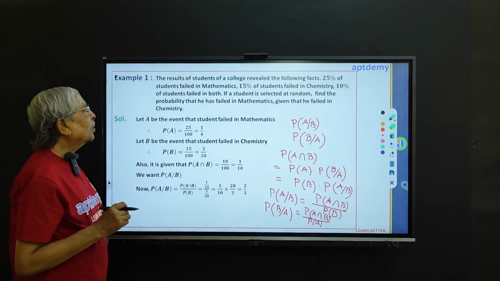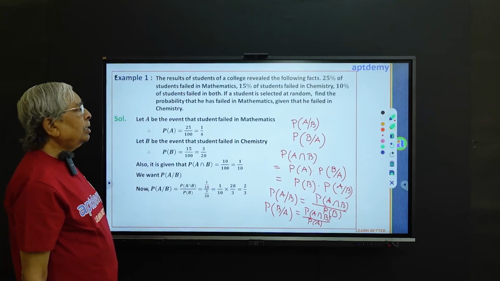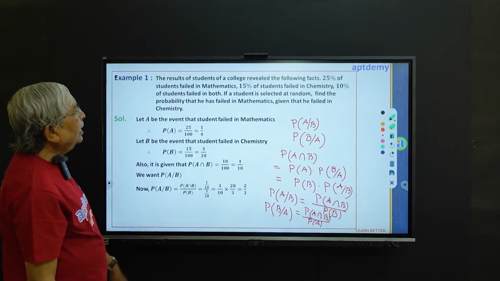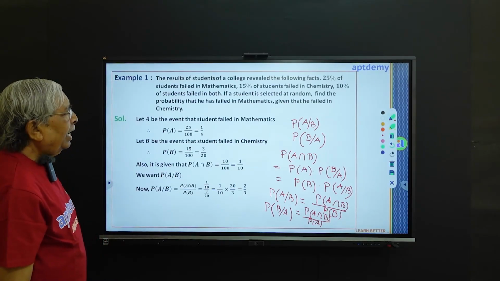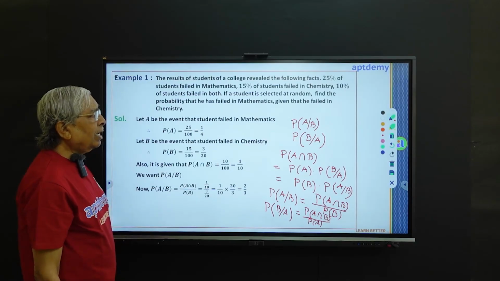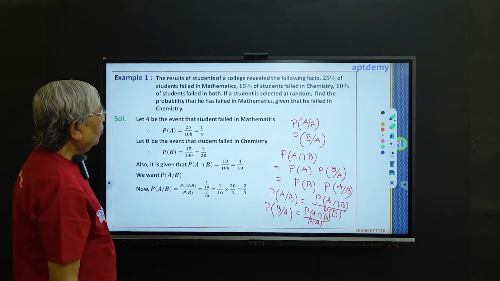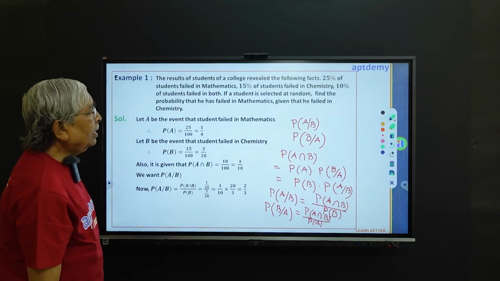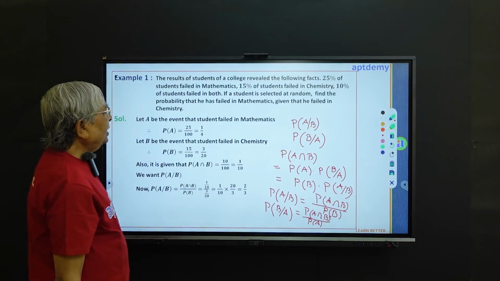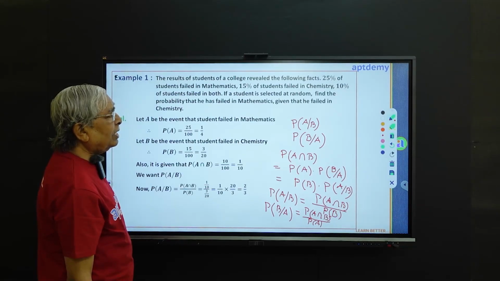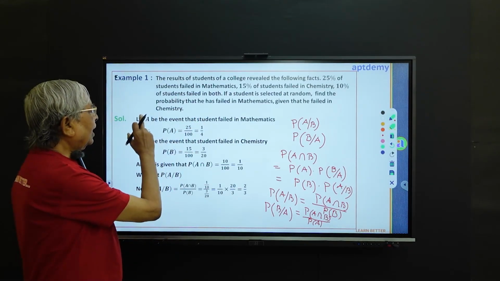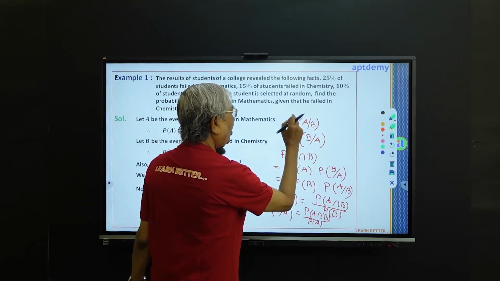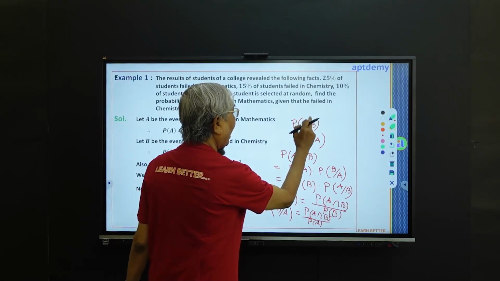Now we come to a problem. The results of students of a college revealed the following facts. 25% of the students failed in mathematics and 15% of students failed in chemistry. 10% of students failed in both, that is in mathematics and chemistry. If a student is selected at random, find the probability that he has failed in mathematics given that he failed in chemistry. That is P of A by B, the probability of happening A when B has already happened.